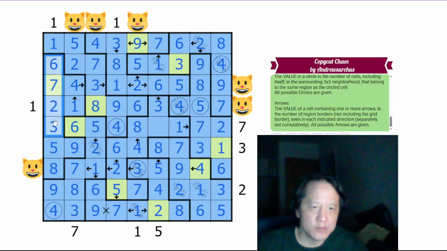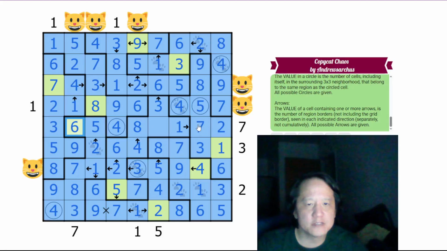3 sees 1, 1, 2, 3, 4 that way, 1 south. This is copying the 7, too large. 5 sees 1 left, 2 up, 1, 2, 3 right, 1 down. 4 sees 2 left, 1 up, 2 right, 2 down.